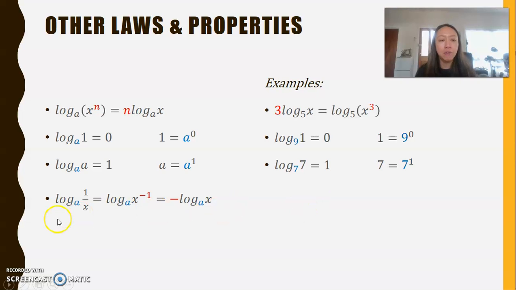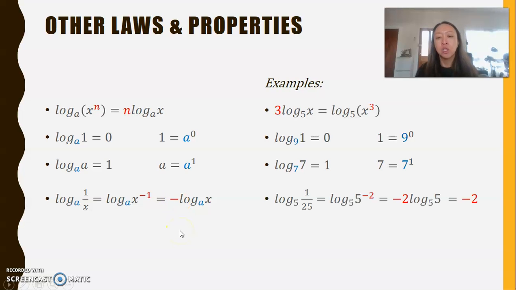If there is a log a 1 over x, 1 over x is the same as x power negative 1, and therefore, according to the first law over here, we can bring the exponent down to become negative log a x.